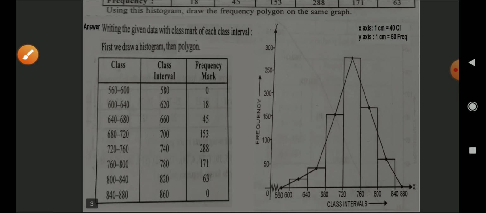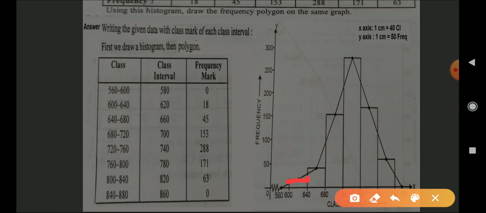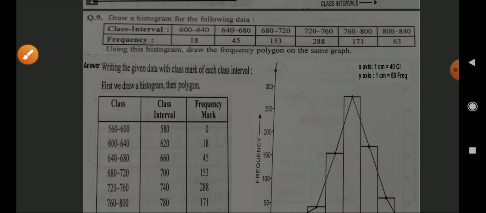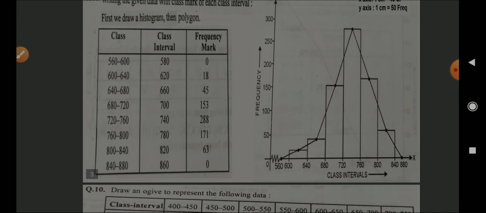First we plot the histogram. So we have plotted the histogram here. This is the histogram. Now, simply take the midpoints of the bars of this histogram and join them, and it becomes the frequency polygon. I hope you understood. It is the same, but we are drawing the frequency polygon and histogram on the same graph.